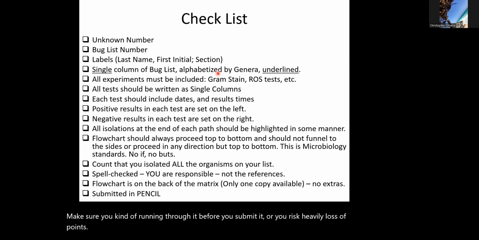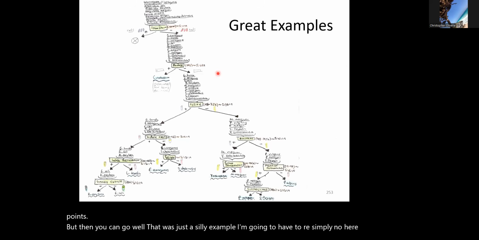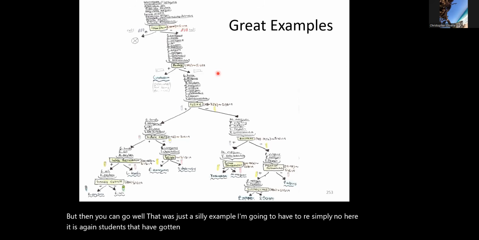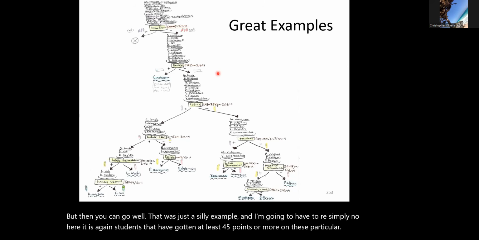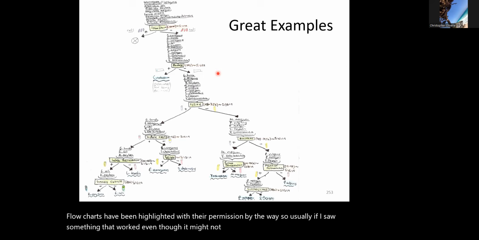But then you can say, well, that was just a silly example, and I'm going to answer very simply, nope. Here it is again. Students that have gotten at least 45 points or more on these particular flowcharts have been highlighted with their permission, by the way. Usually if I saw something that worked, even though it might not be pretty, but they did it well, that's all that counted. So you'll see, again, always top to bottom.